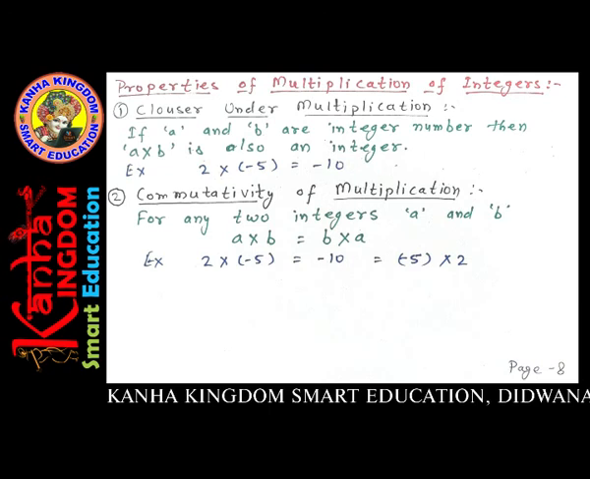Second, commutative property of multiplication. For any two integers a and b, a multiply b is equal to b multiply a. In this property, we can say that the order of integers can change in multiplication operation. For example, 2 into minus 5 answer is minus 10. By changing the order, minus 5 multiplied by 2 answer is minus 10.